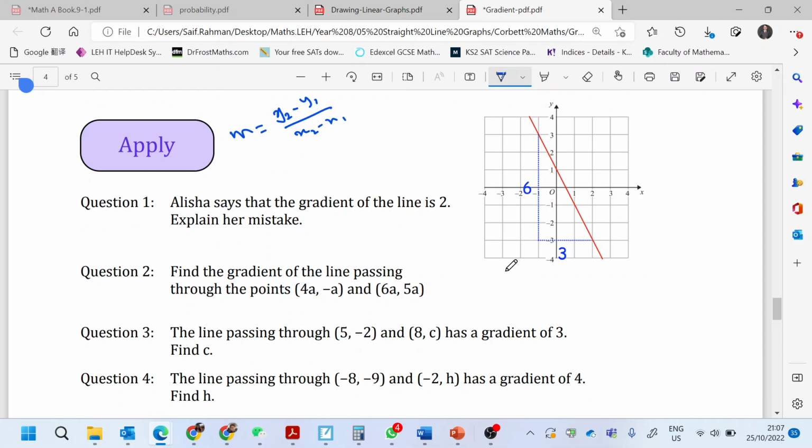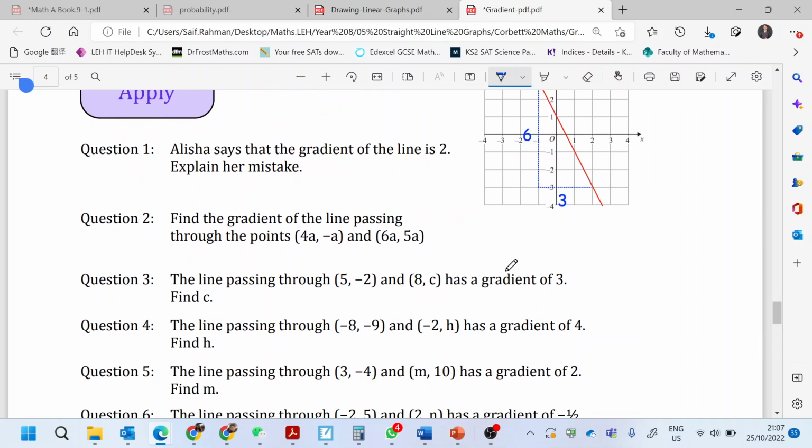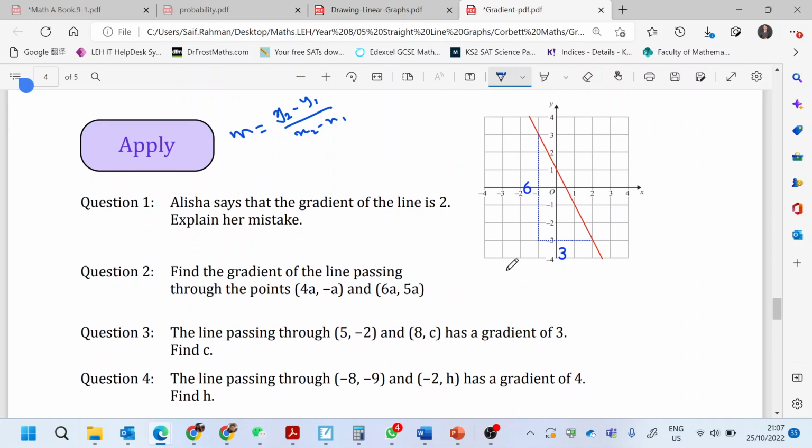And there are some application questions. Alicia says that the gradient of the line is 2. Explain her mistake. The gradient of the line should be negative 2, because the y-axis has dropped from 3 to minus 3. The line has dropped from 3 to minus 3, so it should be minus 6.